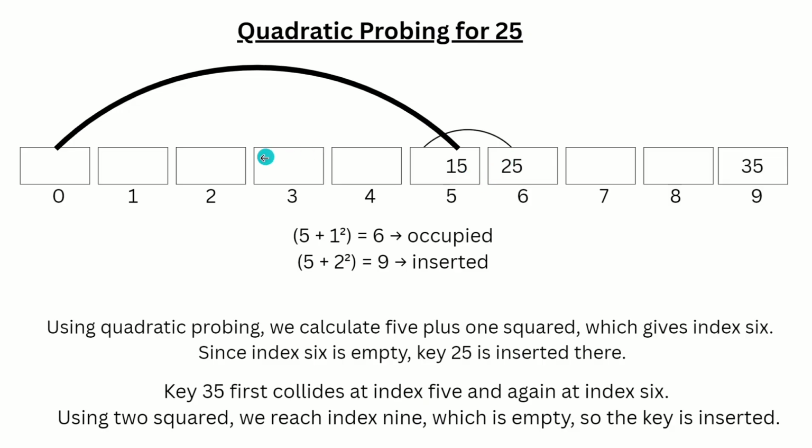Key 35 first collides at index 5 and again at index 6. Using 2 squared, we reach index 9, which is empty, so the key is inserted.